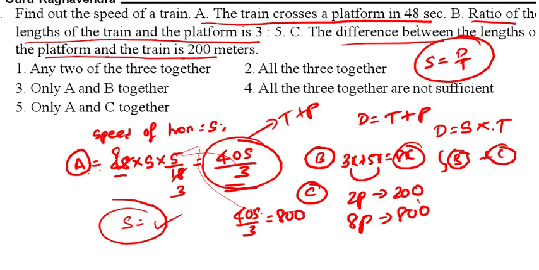So all 1, 2, 3 are required. All three together are required to get the answer. So we are getting the answer by using option 2. That is, all the three are required together. See the next question.